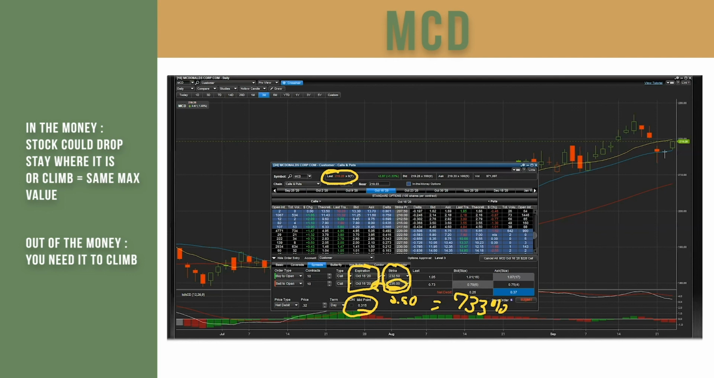So that's the difference between going with an in the money versus an out of the money. Obviously, with an out of the money vertical spread, you have a lot more risk. The trade is much cheaper. It's only 32 cents, but here's the thing. You need that stock to climb by 15 points, and then you're going to make that 733% gain on expo date as long as McDonald's is above 235.